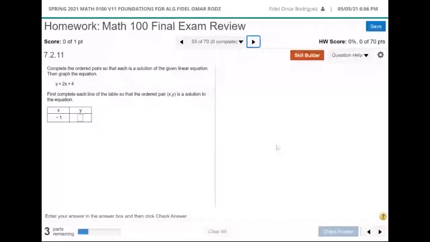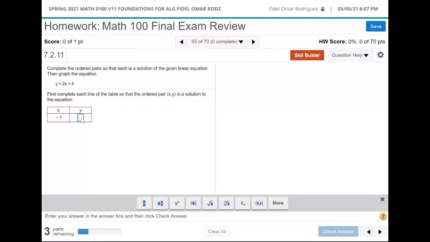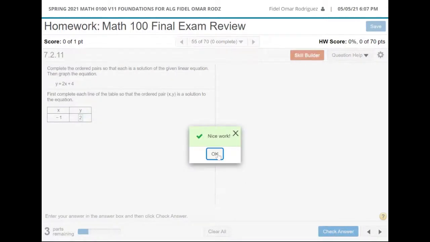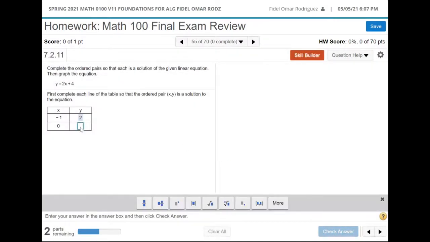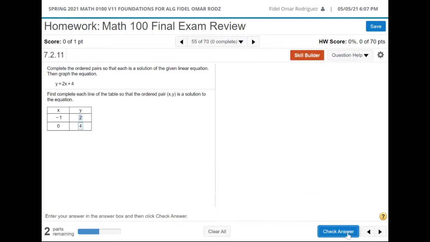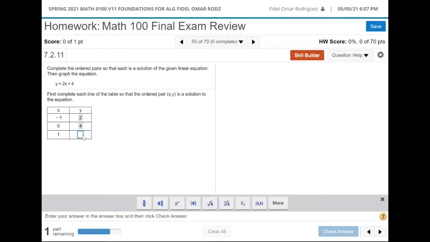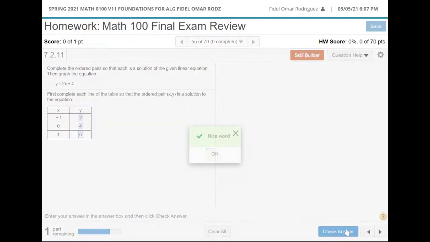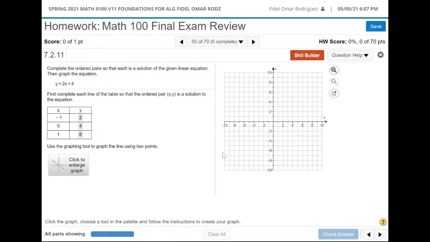Sorry, guys, I made a boo-boo. Okay, so what I'm going to do is share with you guys the actual problem. I know this is 55, I had said 53. The first time we plugged in negative 1, we came up with a 2, so we're going to check our answer. And when we plugged in a 0, we came up with 4, so I'm going to check my answer. And when we plugged in a 1, we came up with a 6, and I'm going to check my answer. Okay, now it's going to ask me to do the graph.